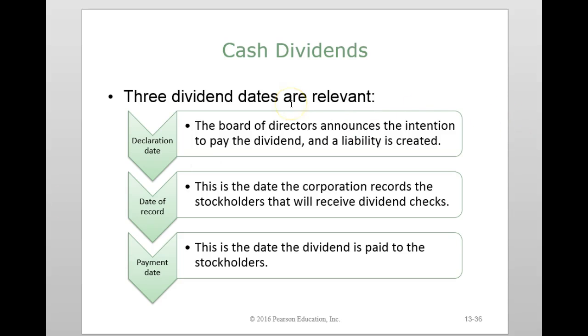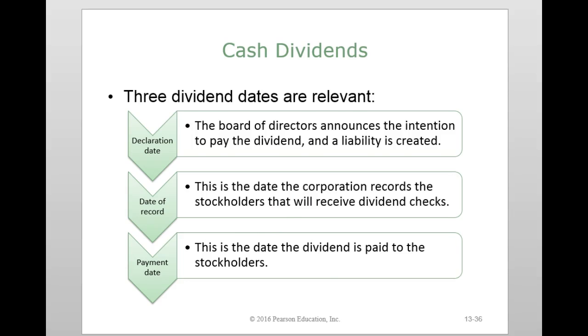So there are 3 dividend dates. One is when they declare it, and that's when they announce the intention to pay the dividend, and a liability is created at that time. Date of record: this is the date the corporation records the stockholders that will receive the dividend checks. And then the payment date, obviously, is when it's paid. So there are 3 dates. This right here is not recorded in a journal. It may be done in a memorandum, depending on how the company handles it. But there is no actual journal entry for that.